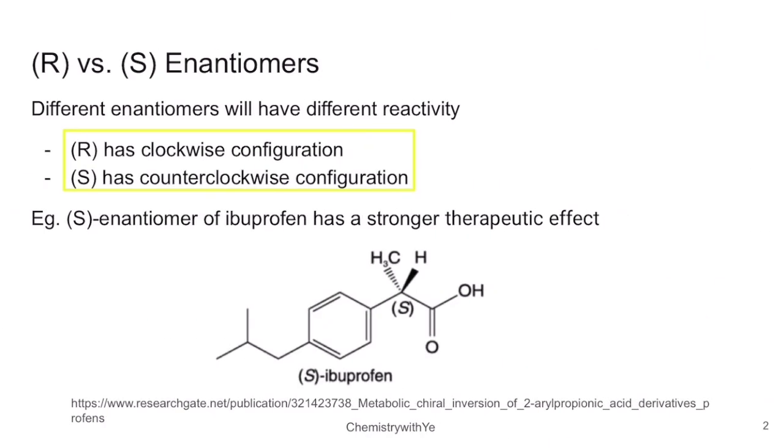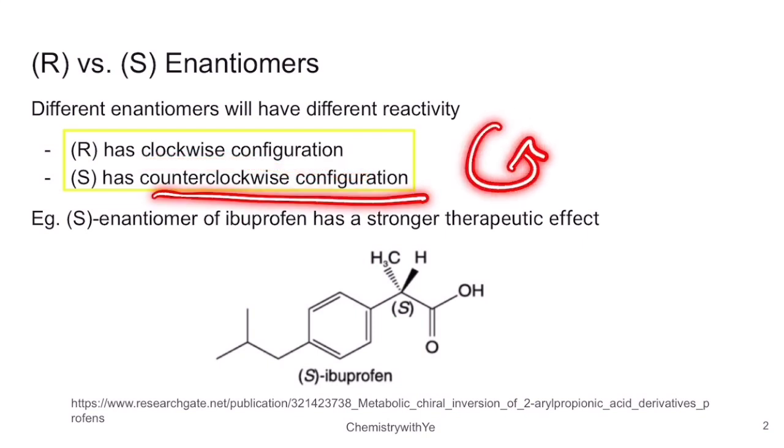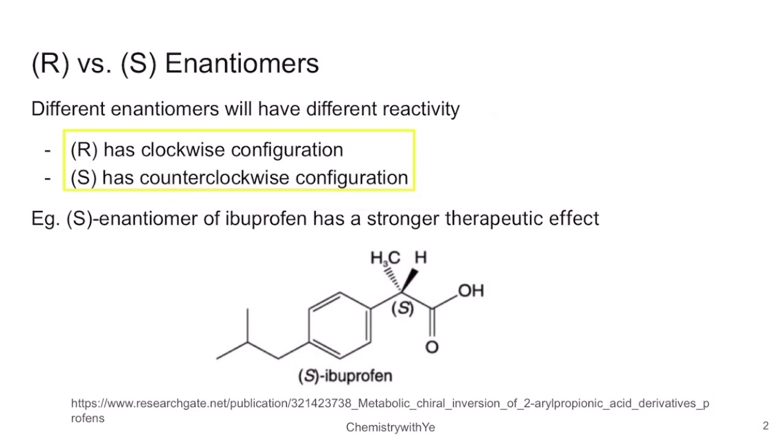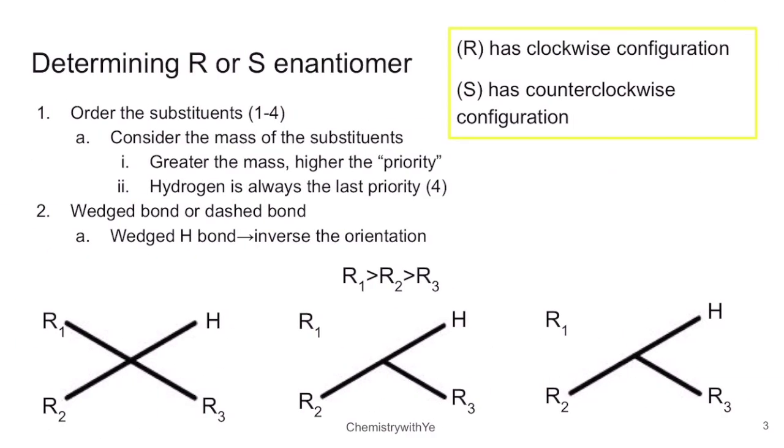Different enantiomers will have different reactivity. The R enantiomer has a clockwise configuration and the S enantiomer has a counterclockwise configuration. An example of different enantiomers having different reactivity is that the S enantiomer of ibuprofen has a stronger therapeutic effect.